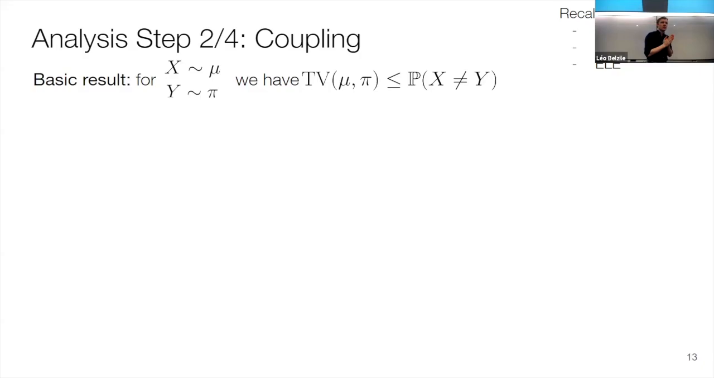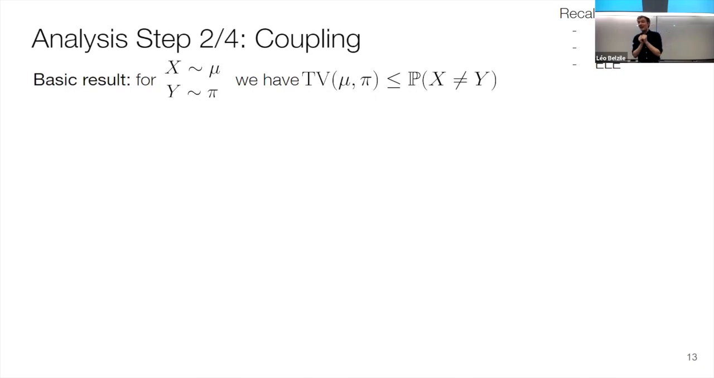Now let's get into the core technique. The basic result that I'm going to use is a very classical result from probability theory that says that if I have two random variables, x and y, that come from two probability distributions, mu and pi, I can bound the total variation between mu and pi by the probability that x is not equal to y. So I'm free to choose the joint distribution of x and y however I want, as long as the marginals are mu and pi. In particular, I can design that joint distribution so that x and y coincide as much as possible.